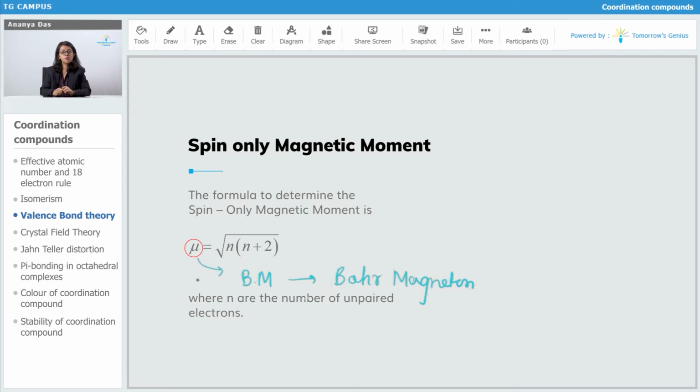So depending upon your complex, when you draw the entire complex and write the electrons in the 3d orbitals and do the orbital pairing and everything, after that you can determine the number of unpaired electrons, and after determining the number of unpaired electrons you can straight away substitute it in this formula and calculate the spin only magnetic moment.